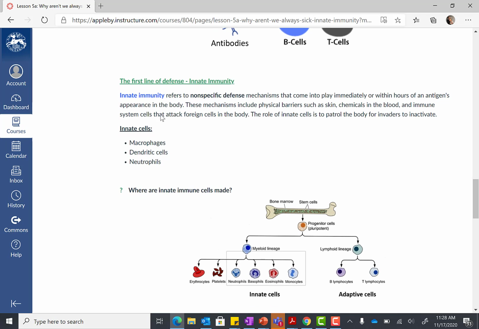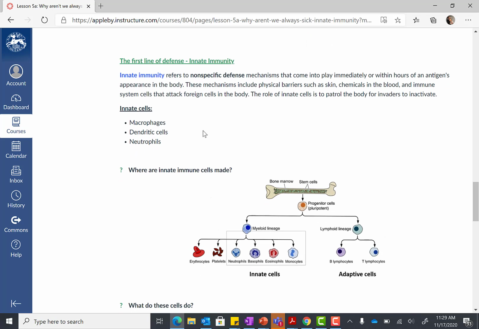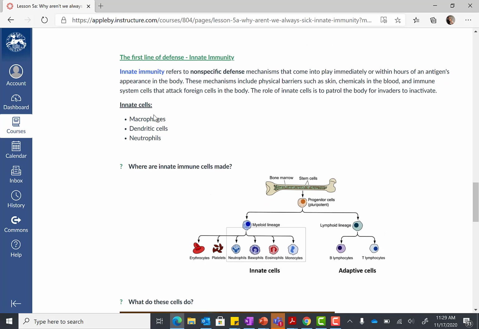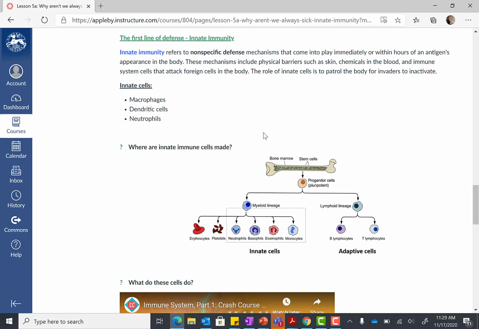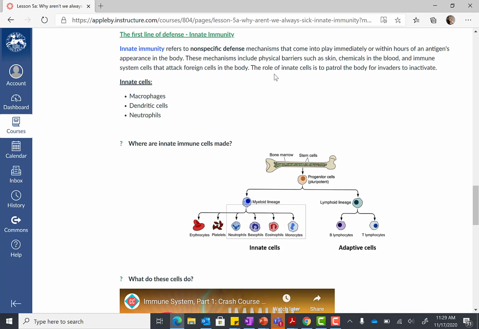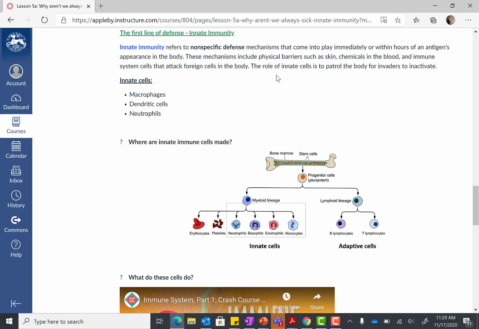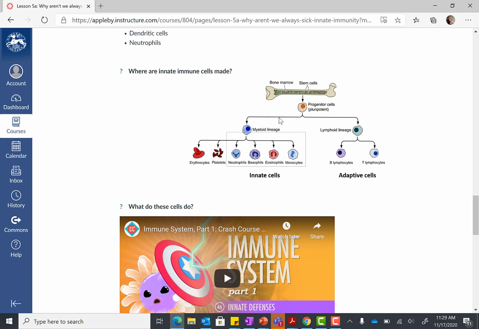Okay, after that, we're getting more specific into this idea of innate or non-specific defense. There's really three big players that help out with this, and they're all in relation to our white blood cells. So we have macrophages, dendritic cells, and neutrophils. And as it suggests, these do not attack specific pathogens. They'll attack anything that they mark as foreign. So this shows you some of those kinds of cells that are made.